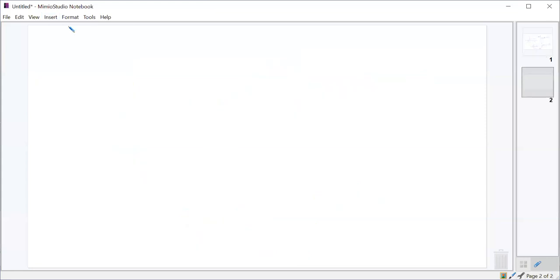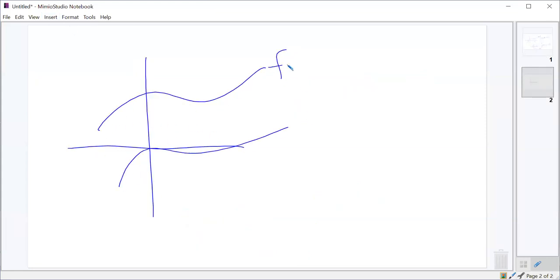If we have two different functions, let's say f of x and g of x, and we're looking for the area between the two of them, let's say from a to b, all we have to do is the integral from a to b of f minus g. And so all we have to do is just take the upper one, subtract the lower one.